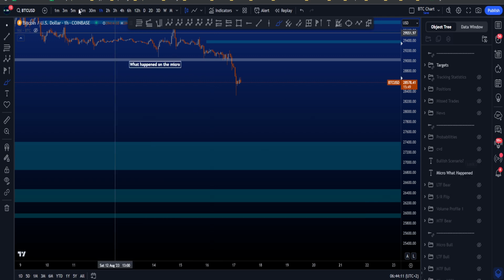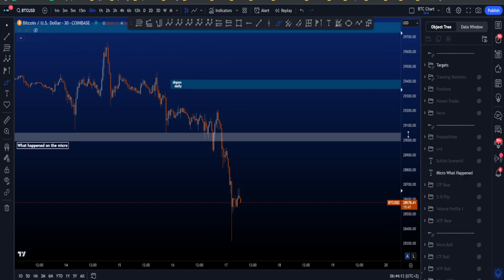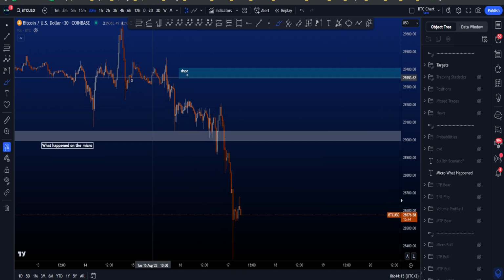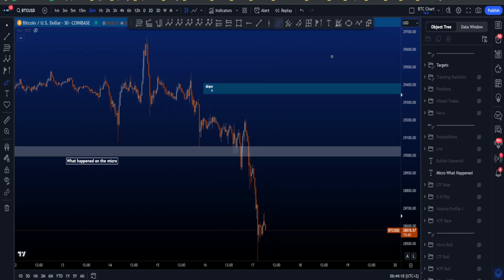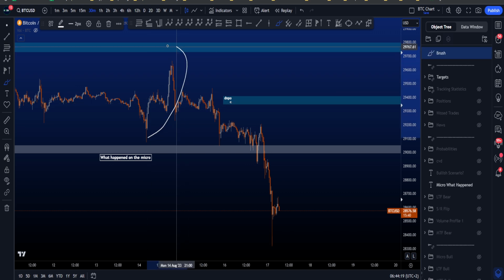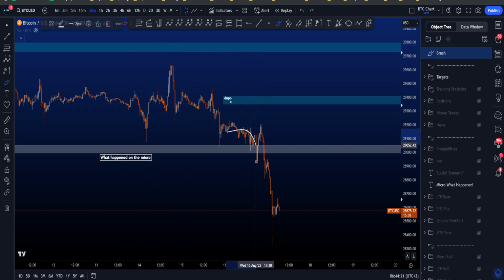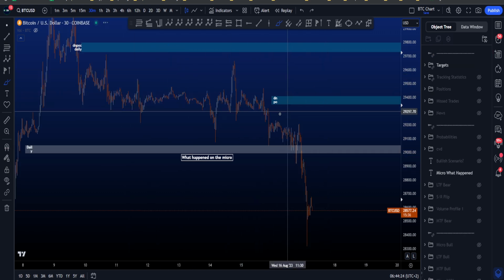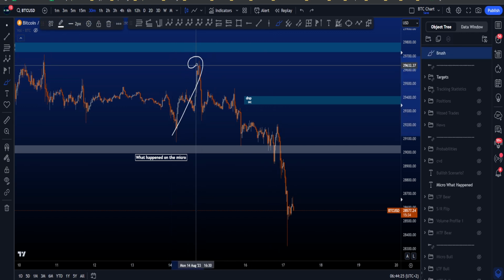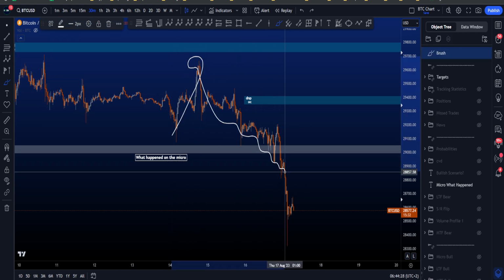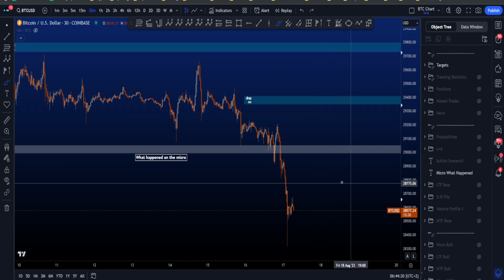If we go to the micro, then I do want to talk about what actually happened yesterday, right? So we had two scenarios in mind where, based on the short structure over here, we were potentially looking for another move to the upside in an ABC expanding flat, where wave A is a zigzag, B is a complex corrective structure, and then a wave C to the upside.